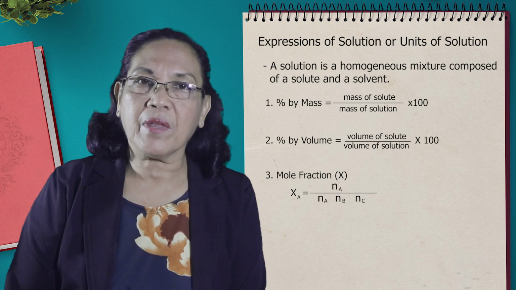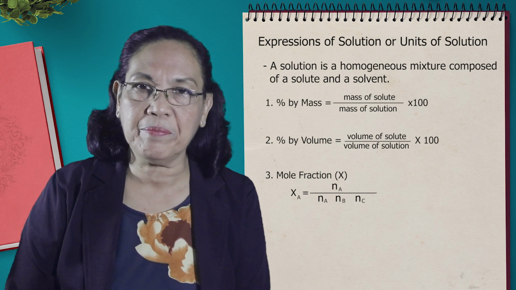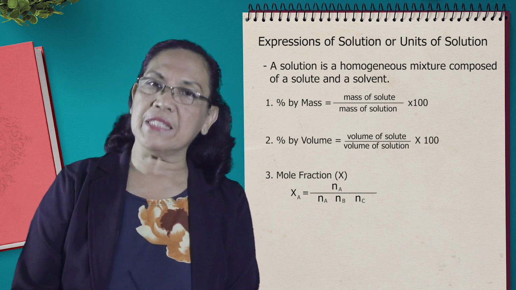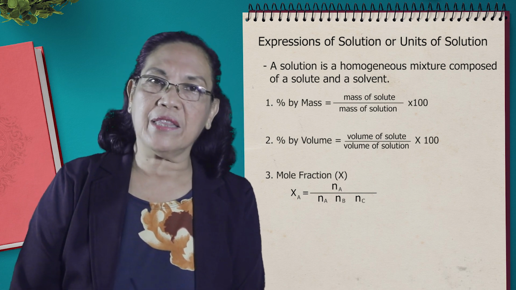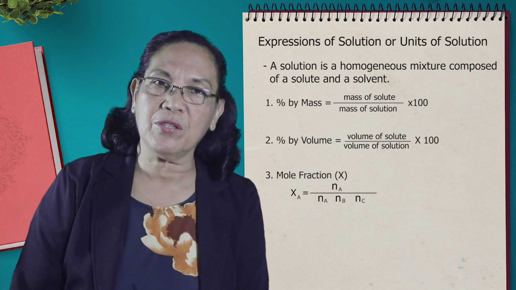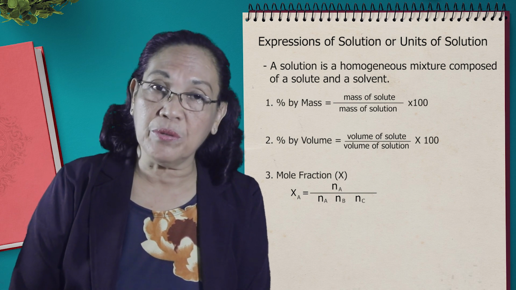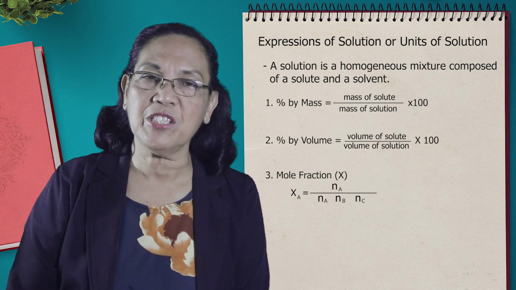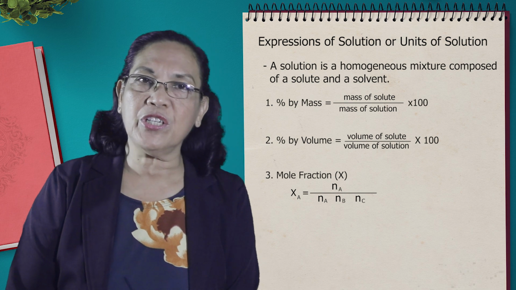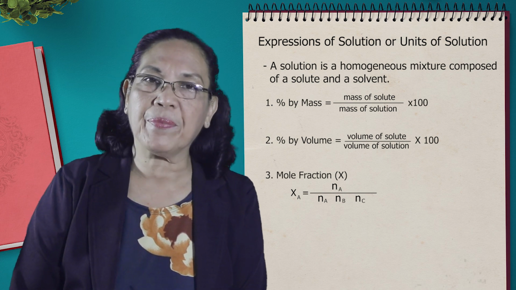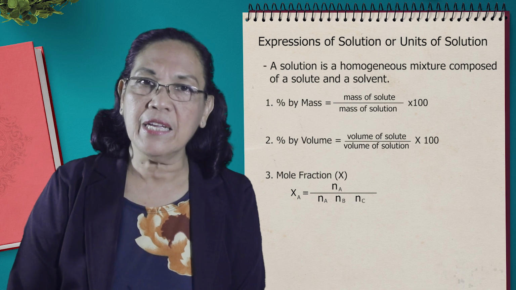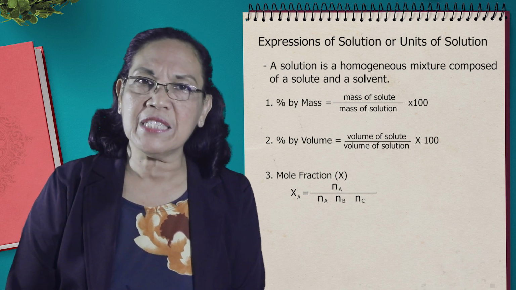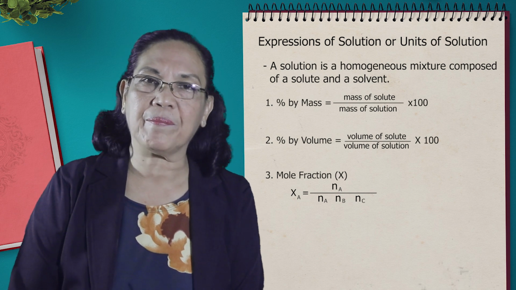For example, if you have two substances being mixed and you are asked to get the mole fraction of this solution, let us say substance A and substance B. For the mole fraction of substance A, it would be the number of moles of substance A divided by the sum of the number of moles of substance A and substance B.